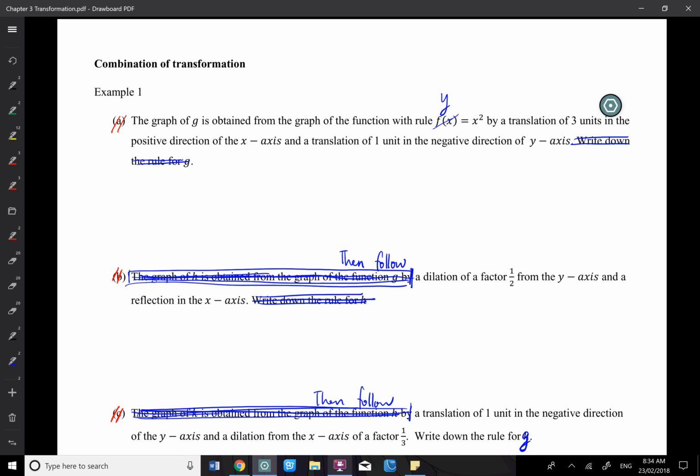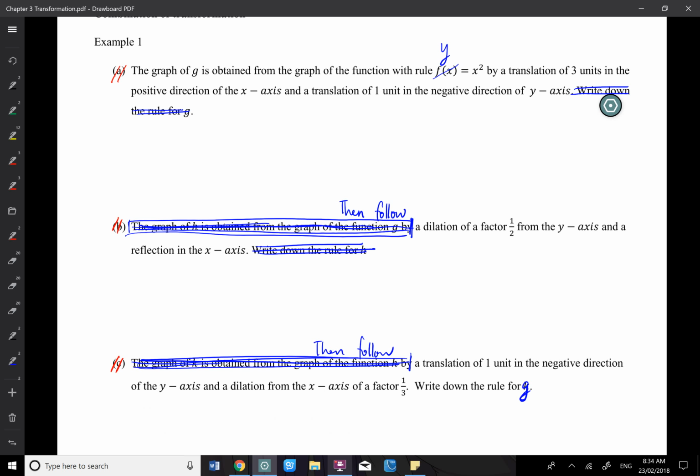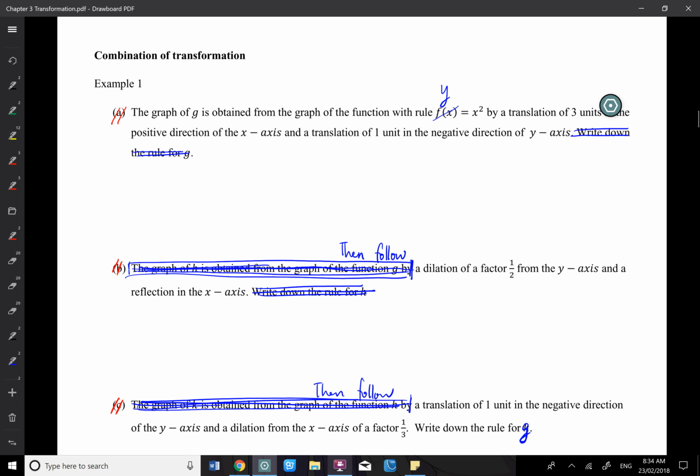Change the question a little bit. I don't want it to happen step by step. I want it all to happen together. So first of all, it says the graph of g is obtained from the function with rule y equals x squared. So I have x and y. So I want to know what I have.